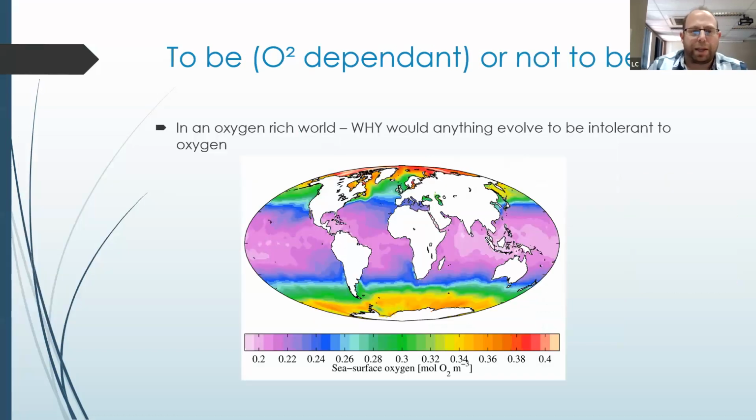So the question is raised, to be oxygen dependent or not to be in an oxygen-rich world, why would anything evolve to be intolerant to oxygen? This is just a heat map of surface concentrations of oxygen at least along the water, the surface of the water. And again, we're in an oxygen-rich world. So why would organisms evolve to sort of avoid oxygen? Oxygen provides energy, etc. And it's the world in which we live.